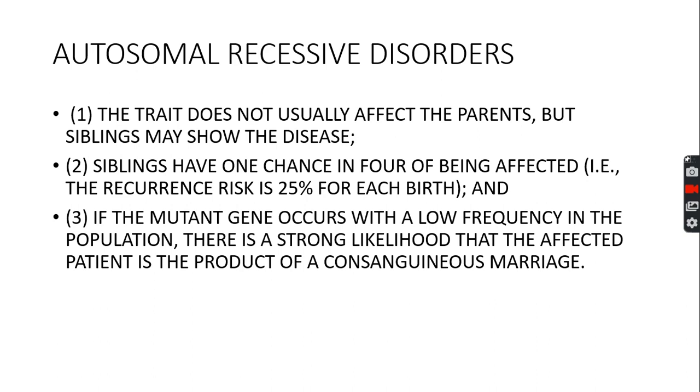And number three, if the mutant gene occurs with low frequency in the population, there's a strong likelihood that the affected patient is the product of a consanguineous marriage. So you find that these disorders usually occur where closely related individuals have offspring. And because these closely related individuals usually share genetic makeup, there will be a high occurrence of these, especially in the case of carriers. They can both be carriers for a particular autosomal recessive disorder, and subsequent offspring will have a very high chance of developing these disorders.